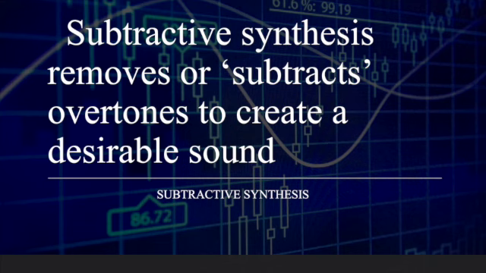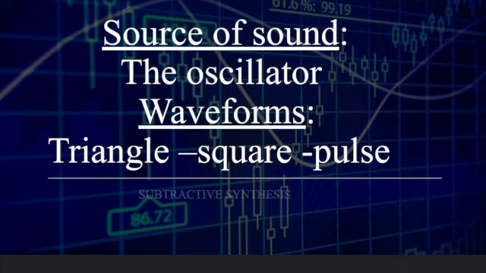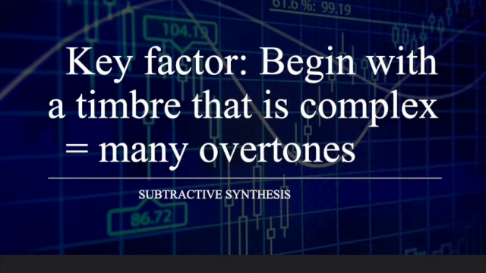No limit on that for sure. The source of sound in the synthesizer would be the oscillator. And for that, the waveforms that are the most helpful for subtractive synthesis specifically would be either the triangle waveform, the square waveform, or the pulse. The key factor and the reason why those waveforms are helpful is that for subtractive synthesis, we really want to begin with a timbre that is really complex. And by that, I mean a timbre that has many overtones.